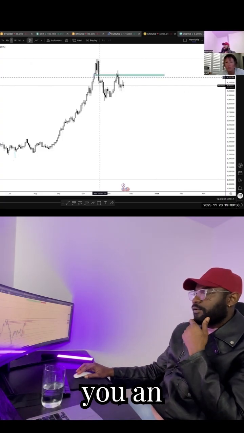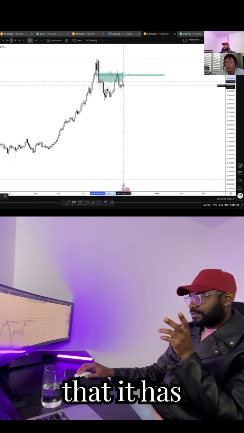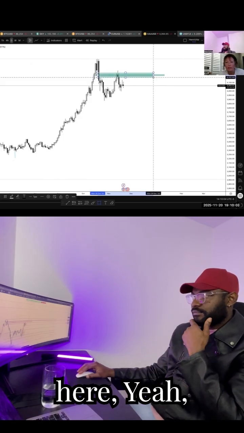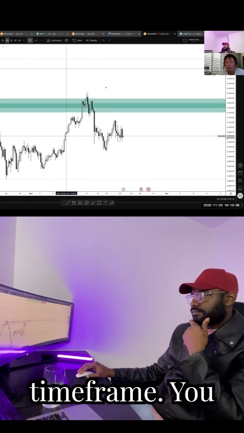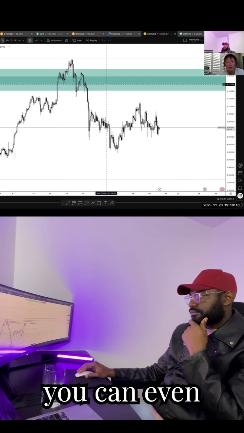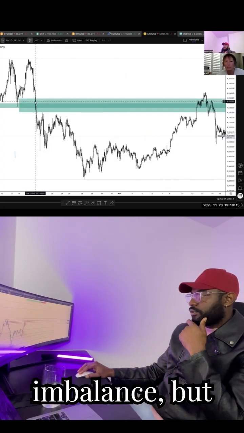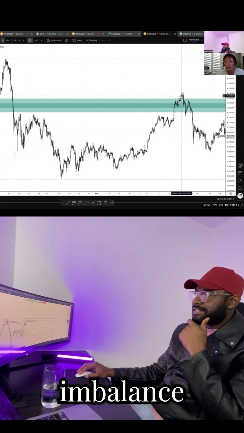And can you say that it came and gave you an imbalance here? You mark that imbalance that it has given you here. Now you can align the time frame. You can go to 4 hour, another imbalance, and you can even go to 1 hour, and inside there, there's another imbalance, but price rallied above that imbalance slightly.